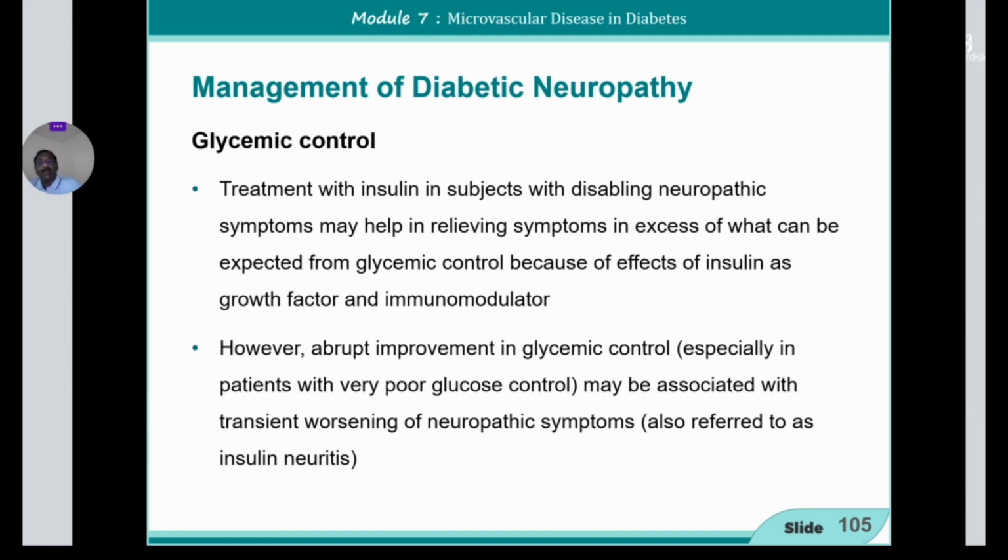However, abrupt improvement in glycemic control, especially in patients with very poor glycemic control, may be associated with transient worsening of the neuropathic symptoms, also referred to as insulin neuritis. So insulin neuritis is a transient one. It resolves by itself. You need not worry about insulin neuritis, but you have to know that. After starting insulin therapy, some people may present with neuritis pictures, and don't stop the insulin. Continue the insulin, this is only a transient period and self-limiting.